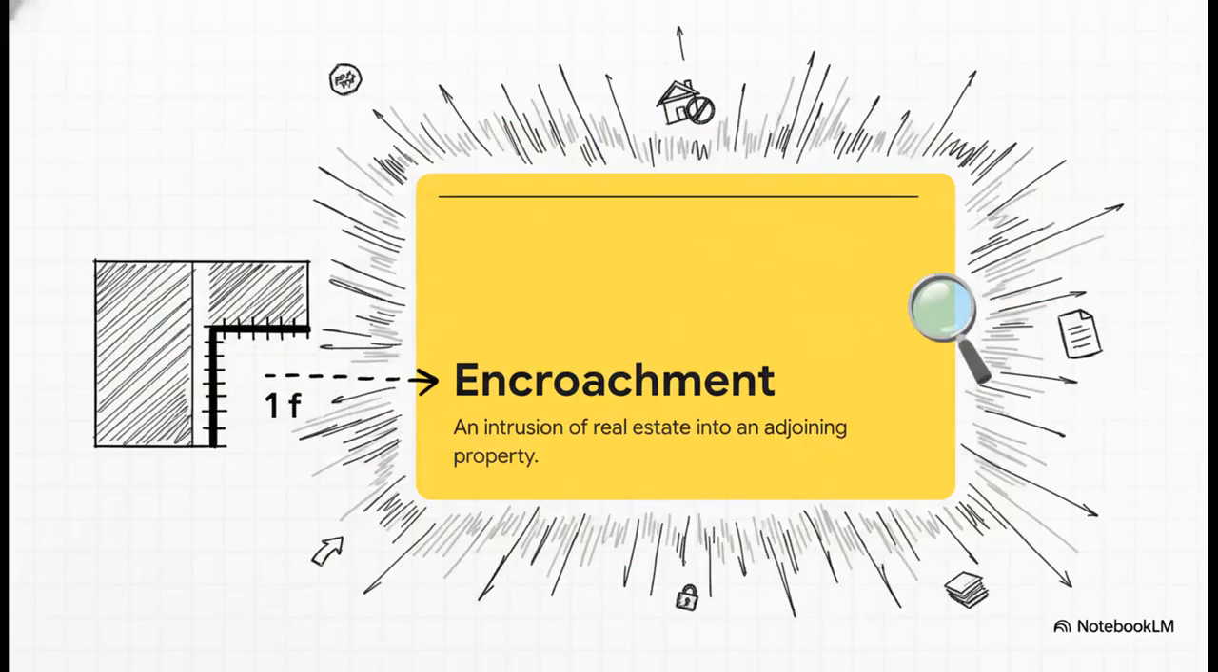Next up, we've got encroachments. Okay, so picture this. Your neighbor decides to build a brand new fence, but oops, it's 1 foot over your property line. Well, that 1 foot strip of their fence sitting on your land, that's an encroachment. It's a physical intrusion and unauthorized use of your property.